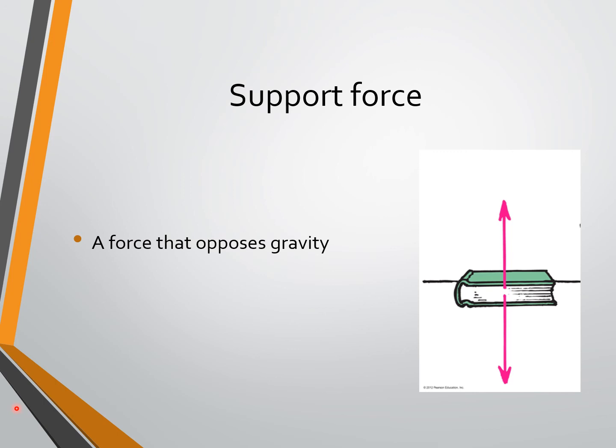If gravity always was able to pull you in, well, we'd melt in the Earth's core. So there's something that opposes that, and that is the support force. It's just a force that opposes gravity. So here in this book, we have gravity, and this upward arrow is our support force.